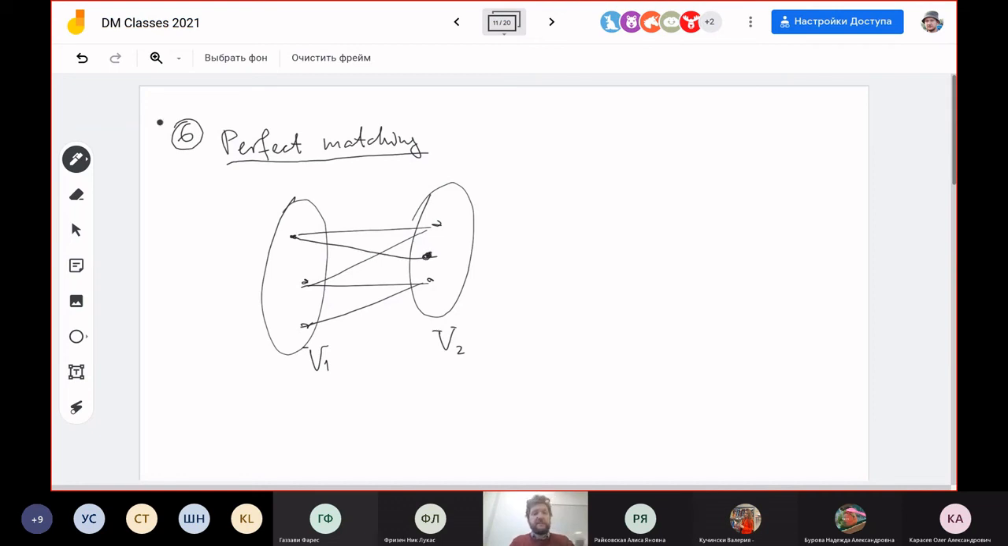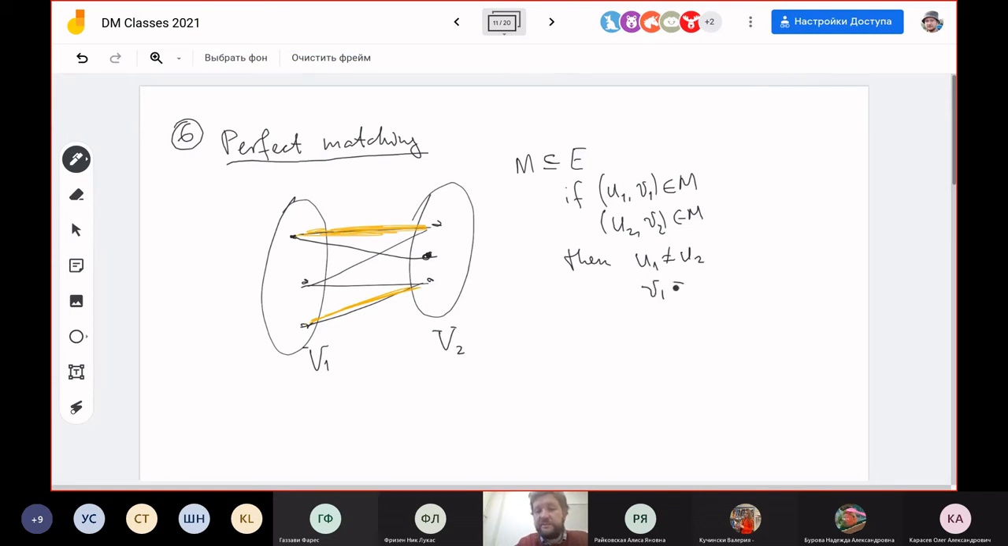And a matching is when you take some of the edges and you mark them so that they do not have common endpoints. So for example, here you have this matching. You match this with that, but this one cannot be matched because there is no edge. So you see that a matching M is just a subset of E such that if, say, (U1, V1) is in M and (U2, V2) is in M, then they are different. So U1 is not U2, it's for bipartite only, and V1 is not V2. So you cannot mark both in a matching.